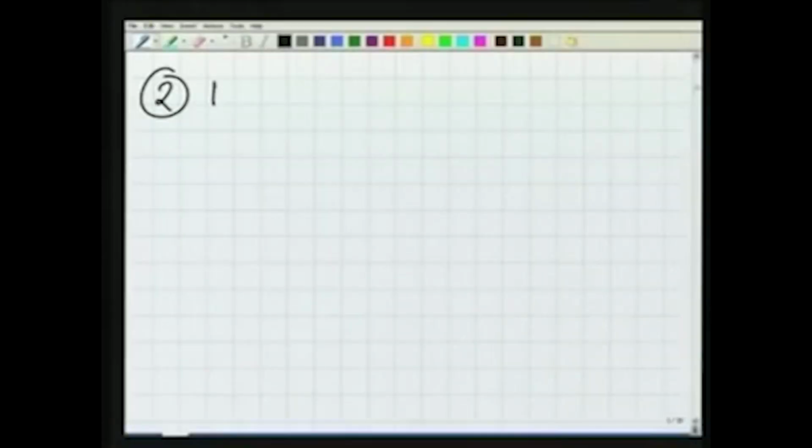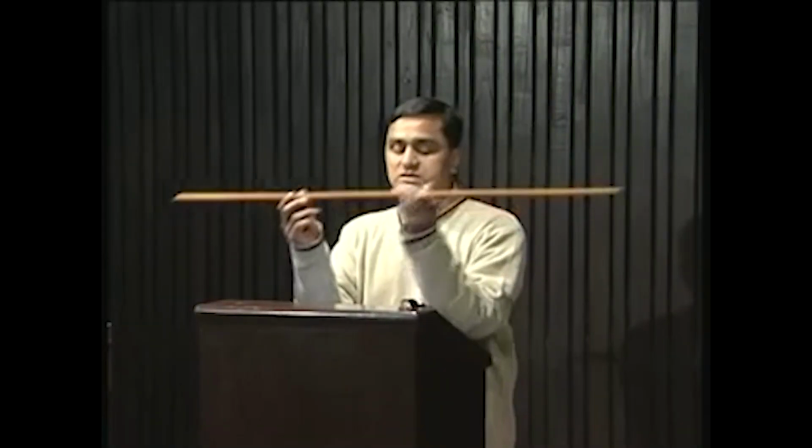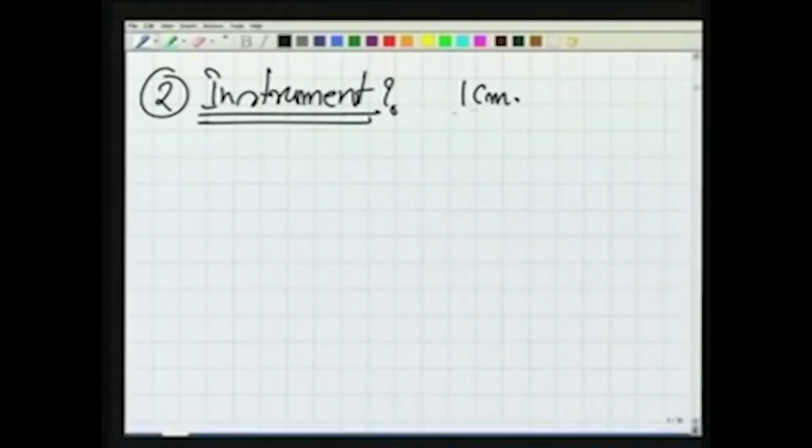Then the second source of error is because of the instrument. Well, how? I gave you one example that in this scale there is a limitation of the least count. Let us say the least count in this case is 1 centimeter. In the other case the least count is 1 millimeter.